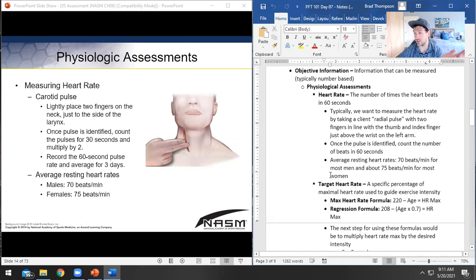Generally, you can do it for 30 seconds and multiply it by 2. You can do it for 15 seconds, multiply it by 4, which is my favorite version. 10 seconds multiplied by 6, which I don't know, you don't want to multiply by 6. And then you could do 6 seconds multiplied by 10, although on a resting heart rate, I don't really like 6 by 10, because if you miss like a half a beat in the beginning and in the end, it totally throws the whole thing off a little bit.